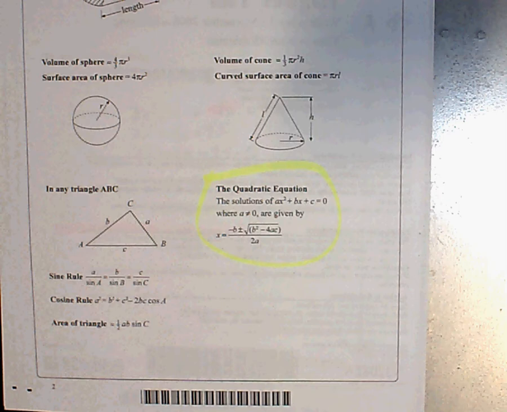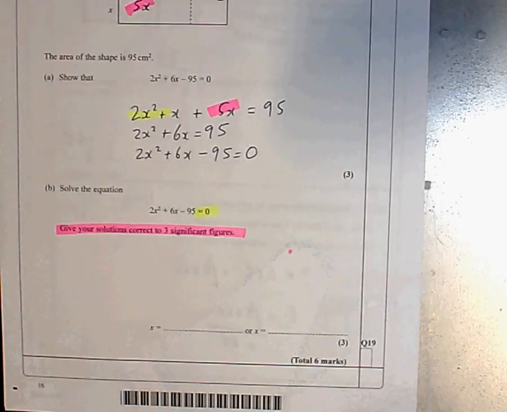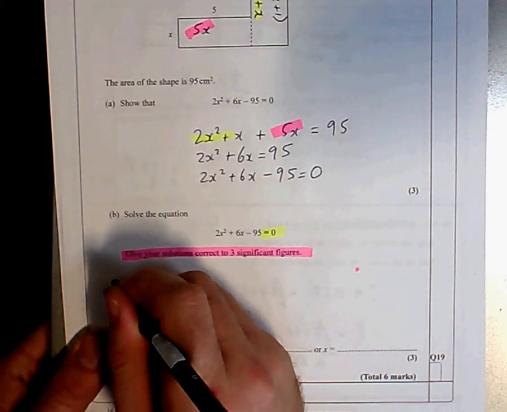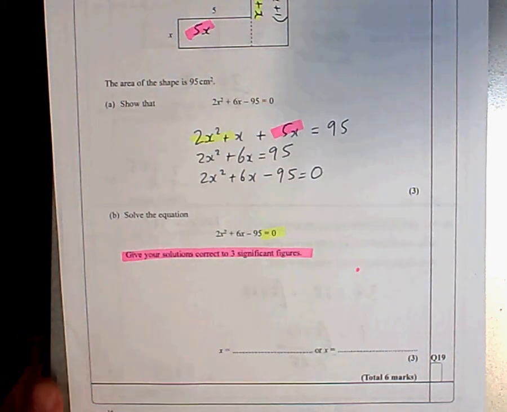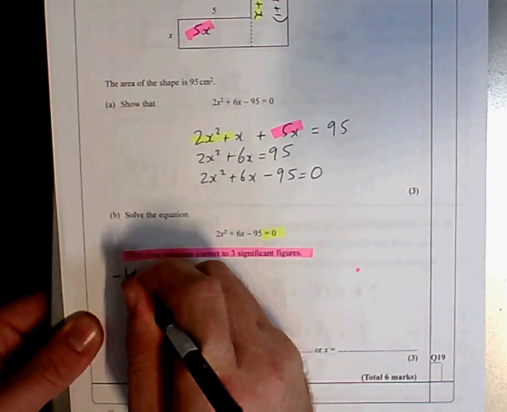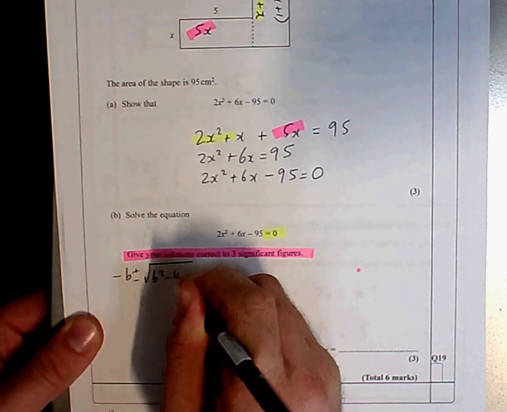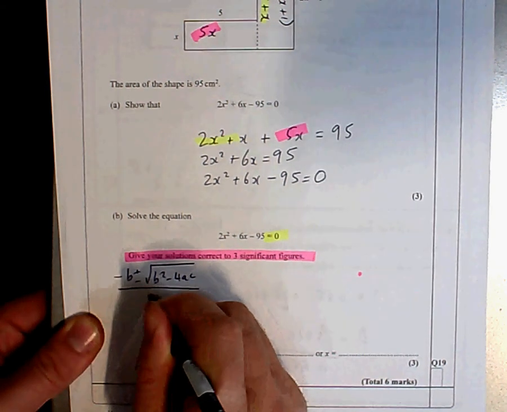Now, some of us are very well practiced at this. Some of us have completely forgotten, I imagine, from year 9 in year 10. So I'm going to run through it very quickly. Now, because I was forced to learn it when I was young, I know the formula. So I'm just going to write it out. I know it's minus b plus or minus the square root of b squared minus 4ac all over 2a.